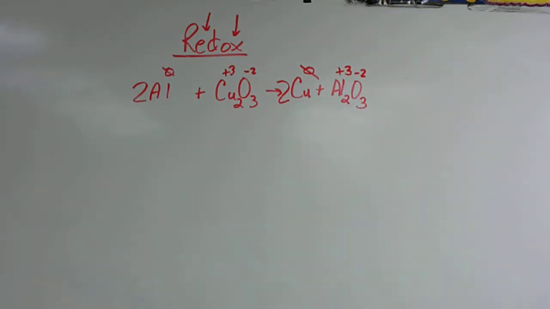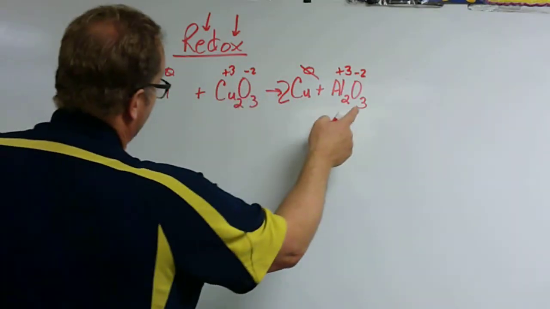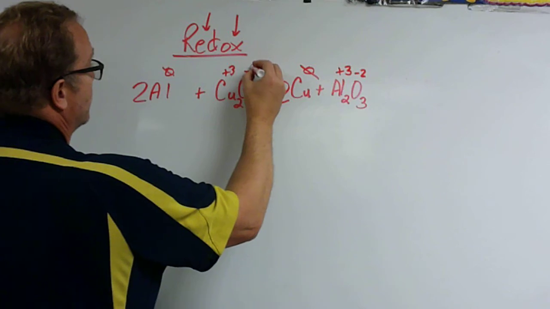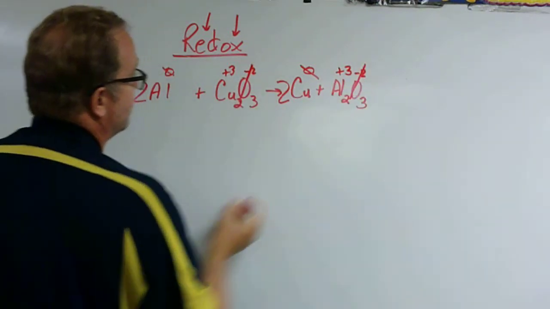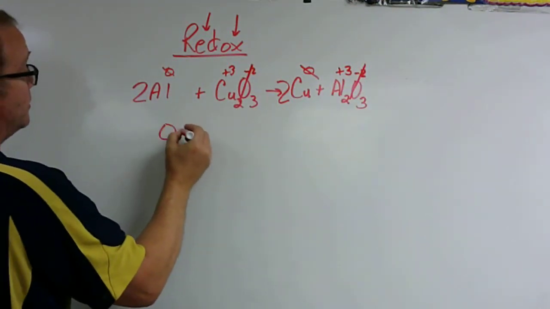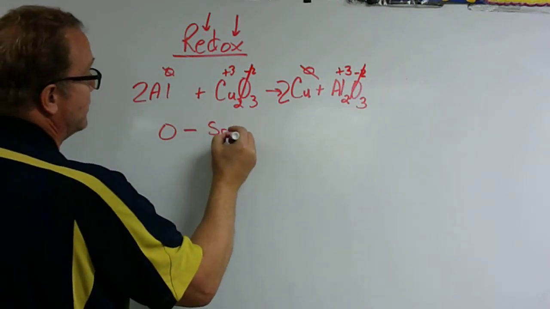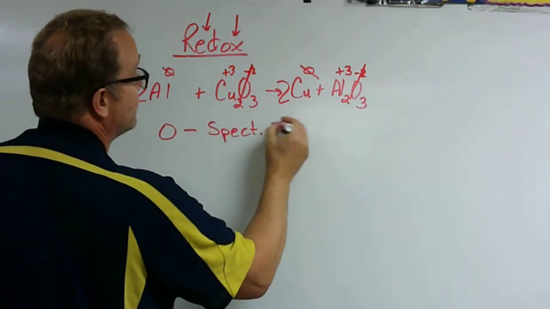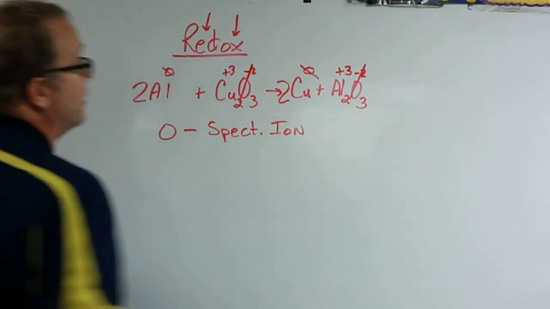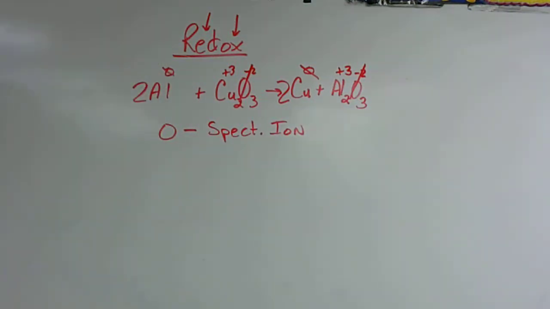Now we only look at the ones that actually go through change as far as charge. Since our oxygens are always going to be a -2 charge, we don't have to worry about that. We can classify the oxygen, we call that a spectator ion because it doesn't change. It's just there, it's watching the action, and we also refer to that as a placeholder.